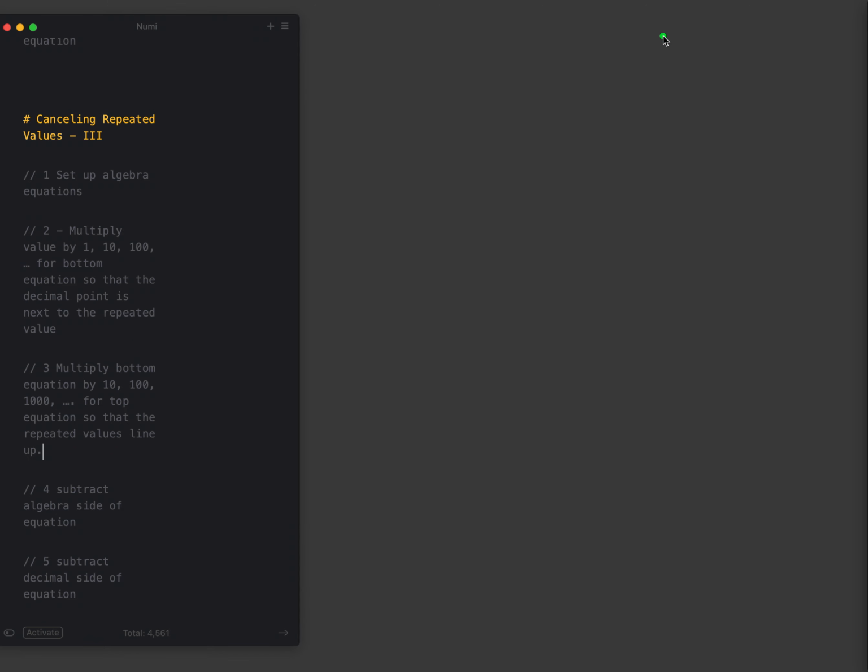So consider we have 3.12 repeating. So this goes like 3.1212 forever and ever. If we want to deal with this problem, we're going to start out the same way we always have. So let's set up our two algebra equations, and we're going to say that we have our top equation and our bottom equation, and that's taken care of.